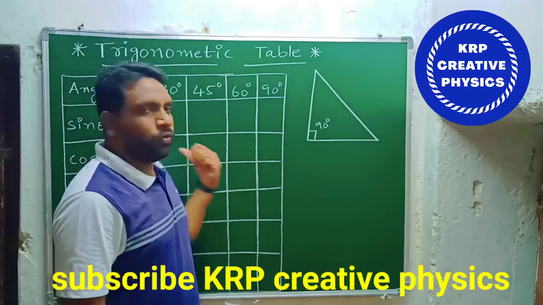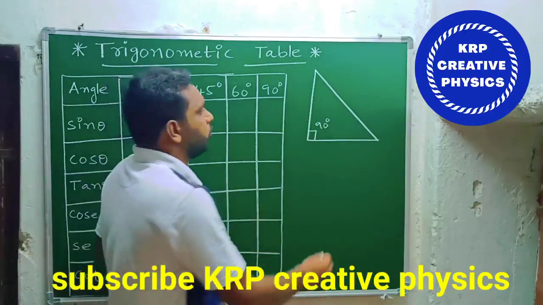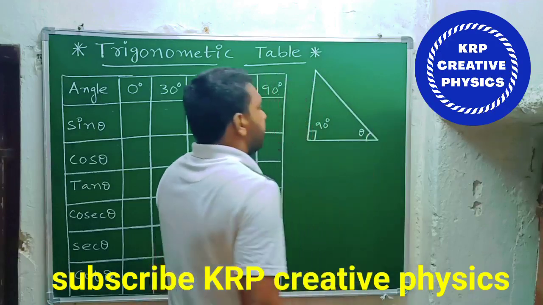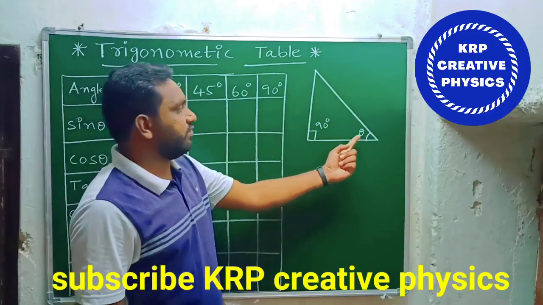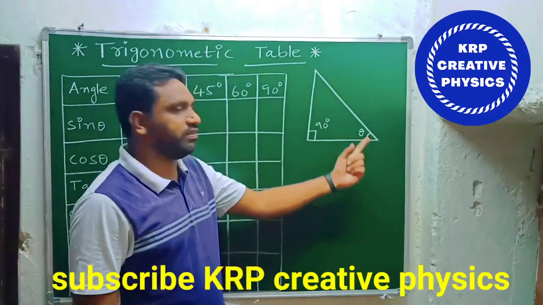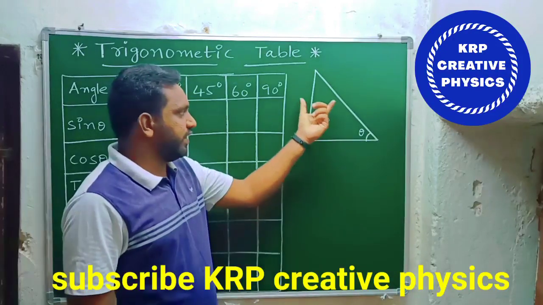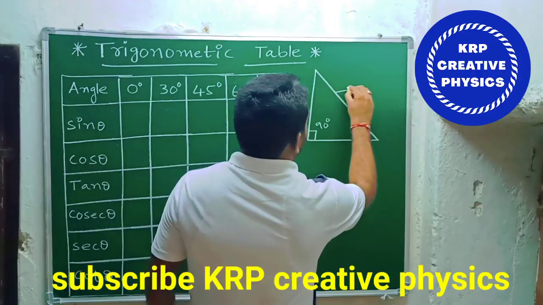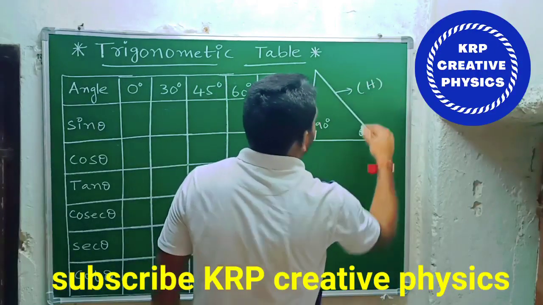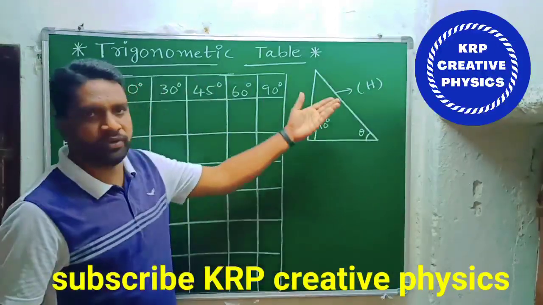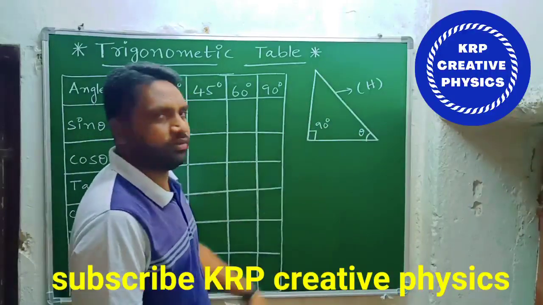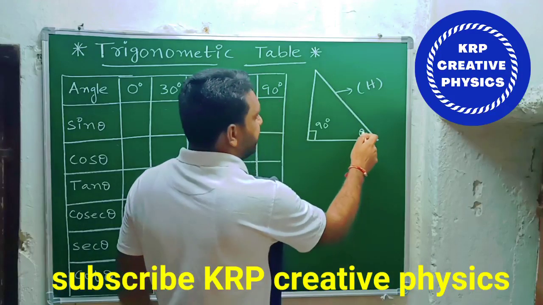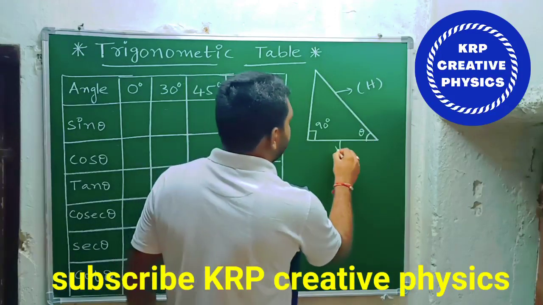To know about these ratios, we need to consider one reference angle here. This reference angle is considered as theta. You need to know the names of the sides of this right angle triangle. The longest side of the triangle is said to be the hypotenuse. You know that one, but once again I am reminding. And this side, which is beside the reference angle, is said to be the adjacent side.